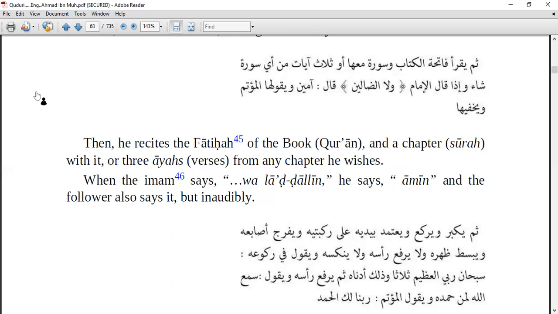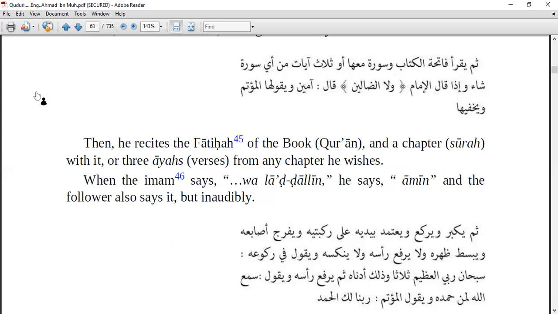Now let's come to the qira'ah part. We know that mutlaqul qira'ah is farz. You have to recite something from the Quran. What should you be reciting? He mentions: ثم يقرأ فاتحة الكتاب وسورة معها أو ثلاث آيات من أي سورة شاء.